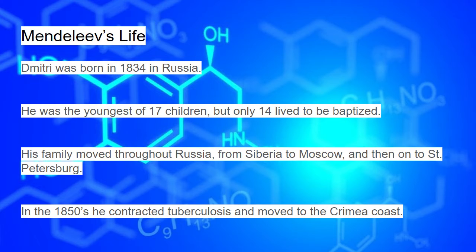Mendeleev's life. So Dmitri was born in 1834 in Russia, and he was born actually out in Siberia. So he lived out in the eastern cold part of Russia. He was the youngest of 17 children, so he had a big family. Only 14 of his brothers and siblings lived to be baptized, which means they didn't live very long, the three that didn't make it, because you get baptized when you're pretty young. His family moved throughout Russia during his life, from Siberia to Moscow and then on to St. Petersburg. And in the 1850s, while he was in school, he contracted tuberculosis and he had to move to Crimea, which is now a hotly contested region, but was once part of the Russian Empire.